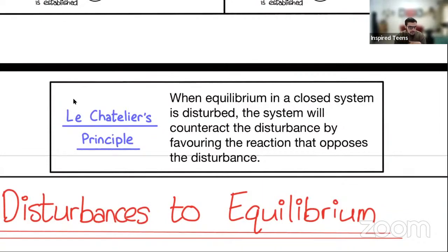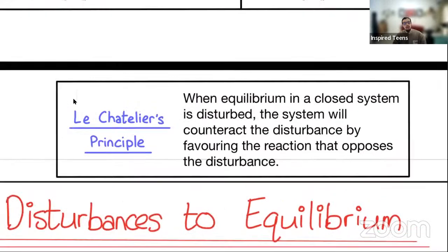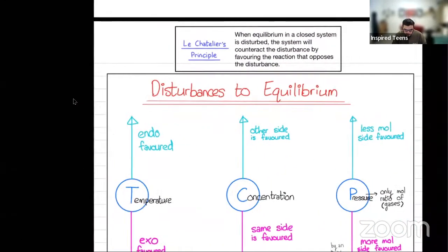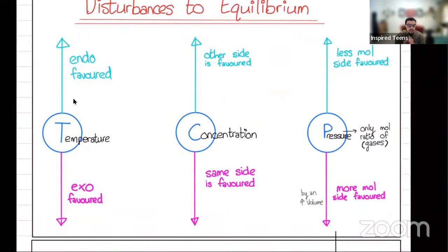Okay, so one more time, Le Chatelier's principle states that when equilibrium in a closed system is disturbed, the system will counteract that disturbance by favoring the reaction that opposes the disturbance, basically to re-establish equilibrium. Okay, disturbances to equilibrium are of three types: temperature, concentration, and pressure. These are considered disturbances.